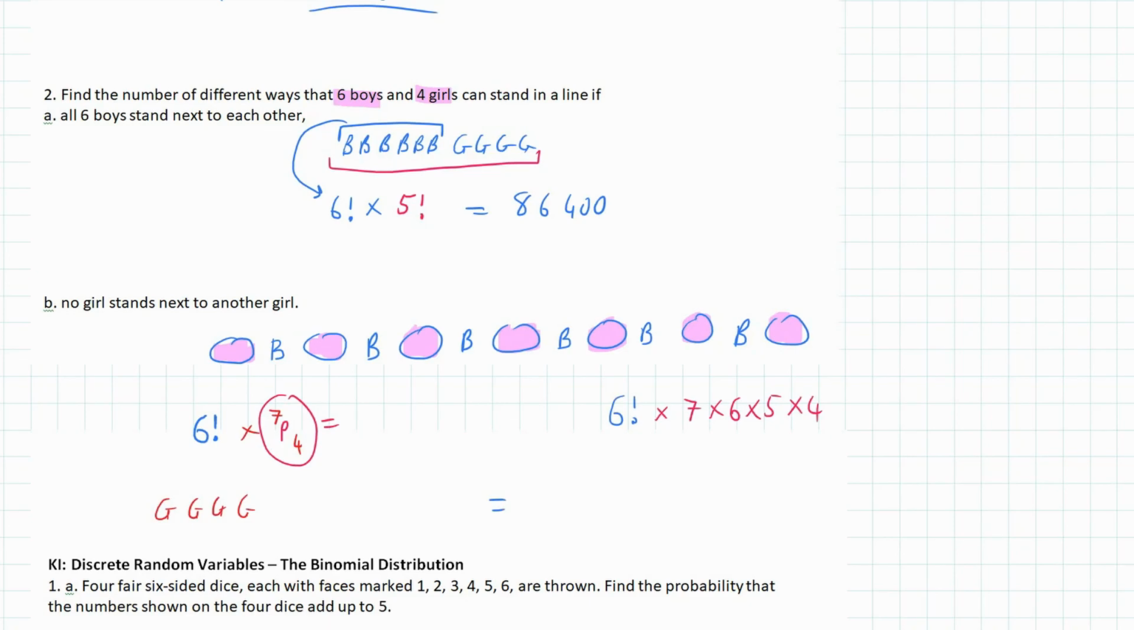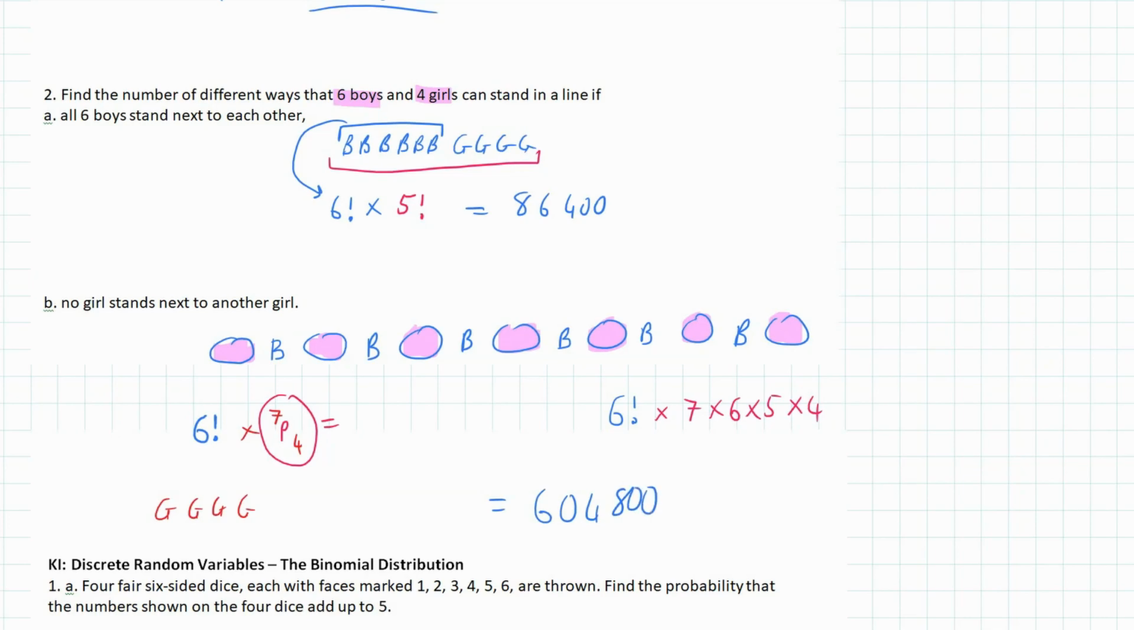I didn't seem to write the answer down for this. So 6 factorial times 7 times 6 times 5 times 4. So this is giving me 604,800. So I think it's this.